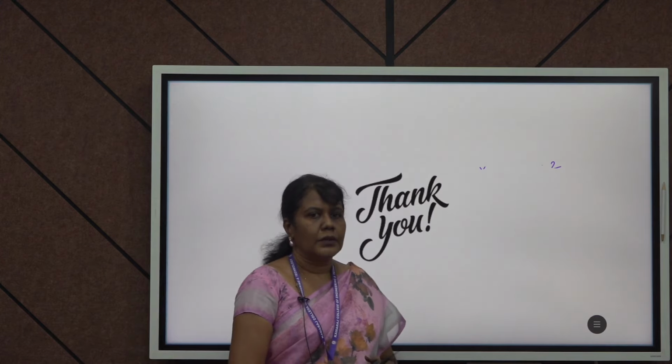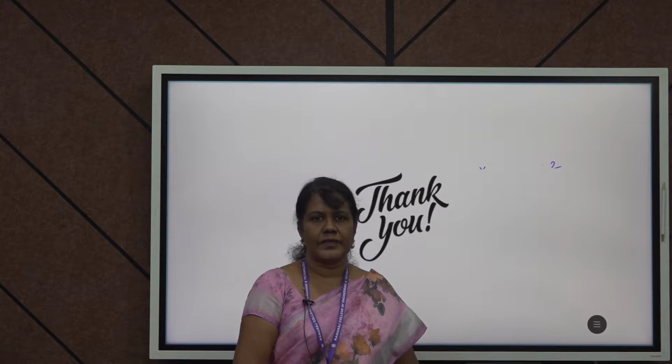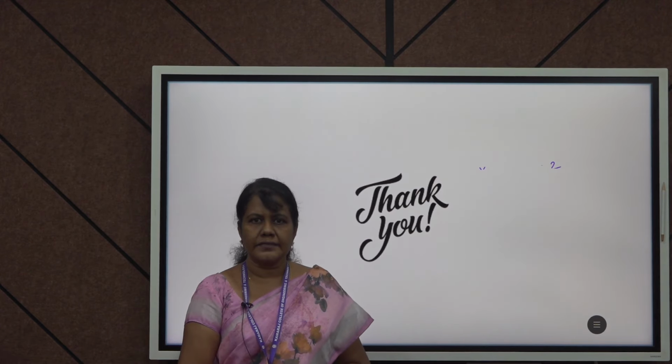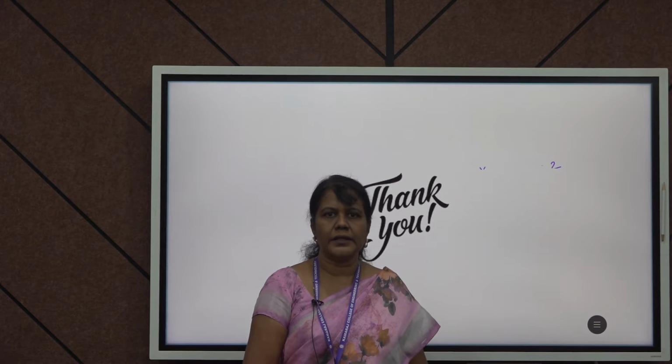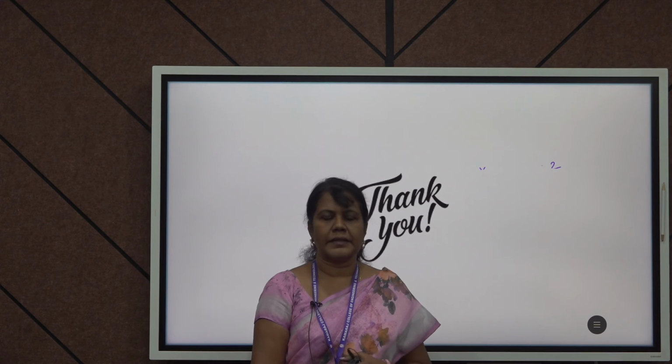So the EMF of the cell is 0.78 volt. In this video we have seen how to calculate the EMF of the cell and also the electrode potential, I mean oxidation potential as well as reduction potential, based on the Nernst equation. These two are very important as far as electrochemical cells are concerned.